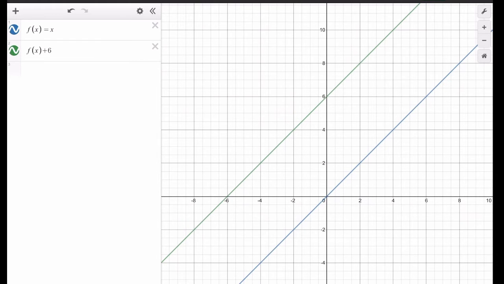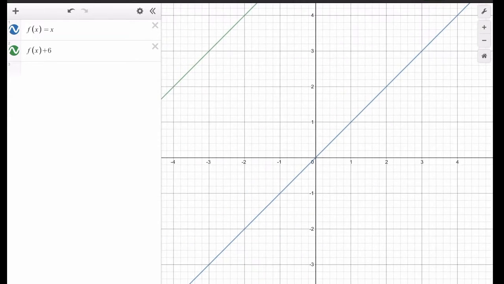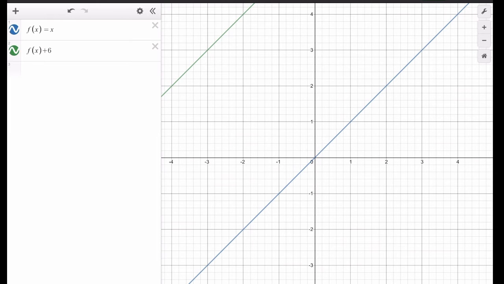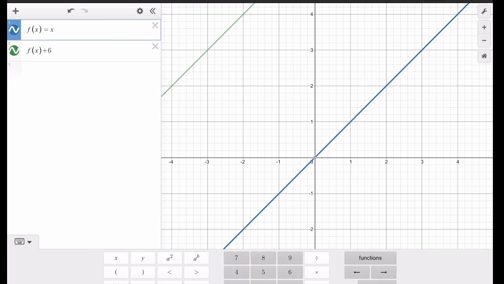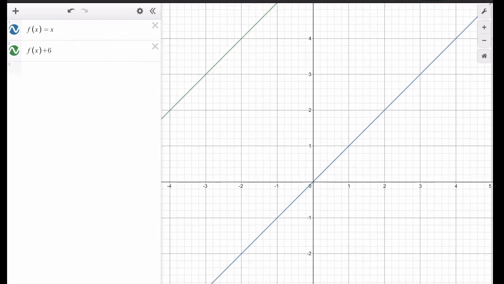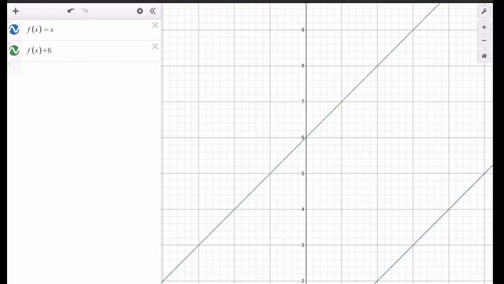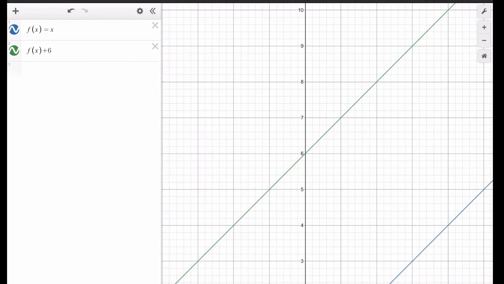So what Desmos did is it knew that f of x is the parent function. It's some function, and it's equal to x. So it just graphed that straight. Whatever x is, y is going to be the same thing. Then for the green part, when we said f of x plus 6, we already defined the original function. So all it did was take everything on the blue line and add 6 to it, and it made this green line.